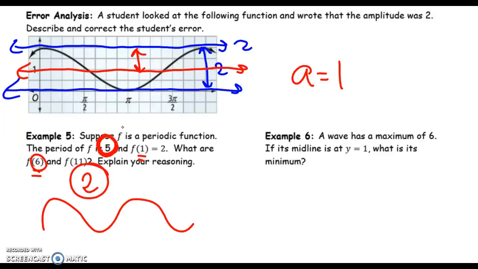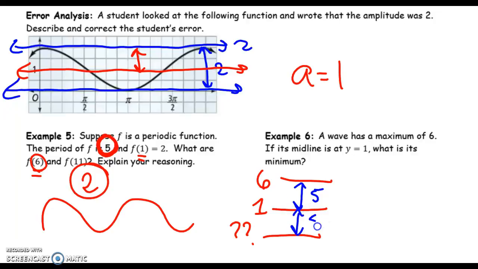Number 6, a wave has a maximum value of 6. If its midline is 1, what's its minimum? So again, think about the fact that your maximum's up here at 6, your midline's at 1, your minimum needs to be basically symmetric here. So we had a difference of 5 between the max and the midline, which means I need a difference of 5 between the midline and the minimum. So 1 minus 5 puts my minimum value at a -4.